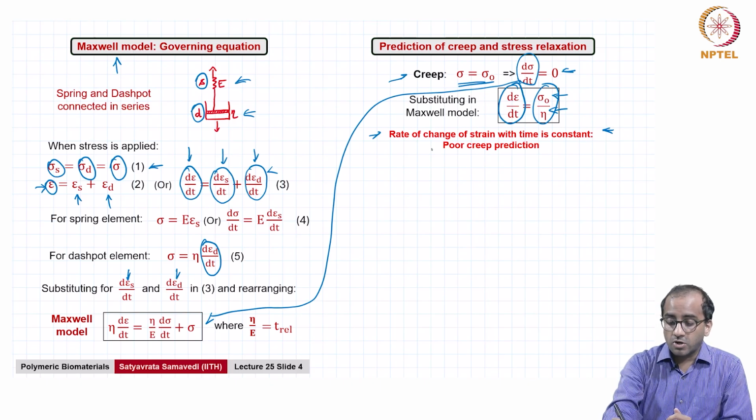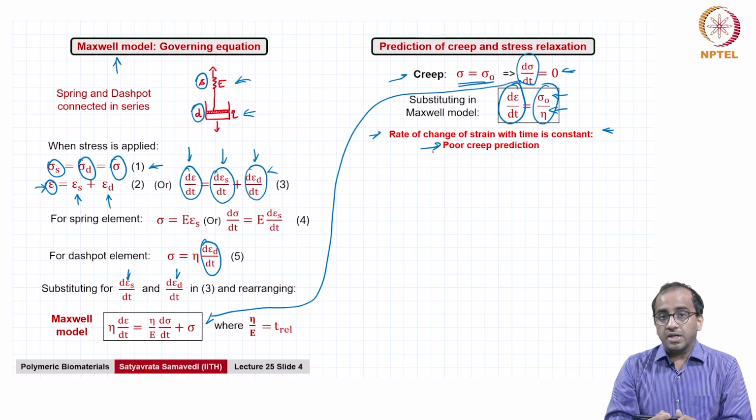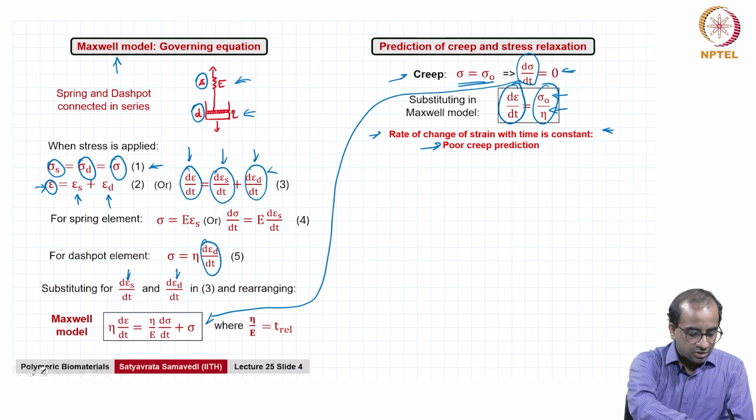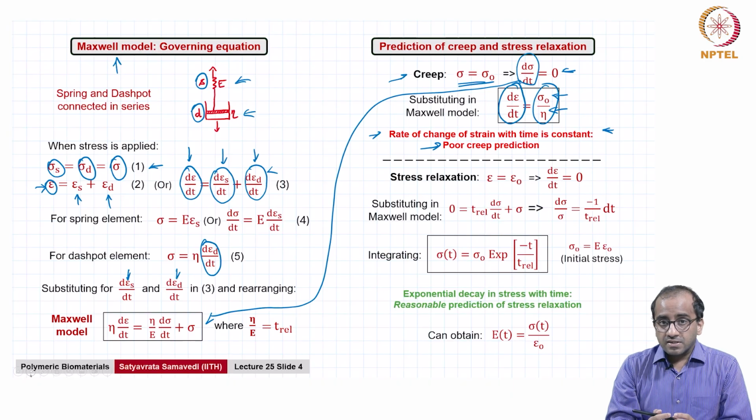So, this model, the Maxwell model, predicts creep very poorly. That is the case for creep. Now, what about stress relaxation? In stress relaxation, you hold the material to a constant strain and then you track how the stress relieves.